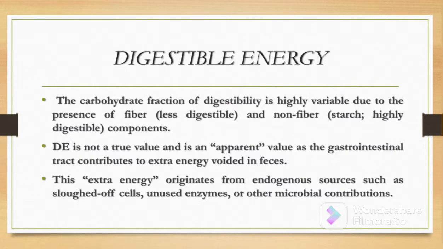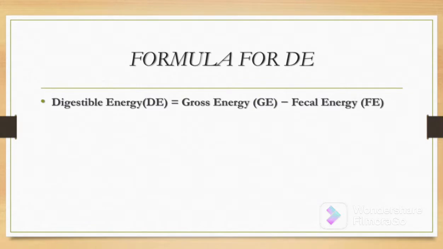DE is not a true value and is an apparent value, as the gastrointestinal tract contributes extra energy excreted in feces. This extra energy originates from endogenous sources such as sloughed-off cells, unused enzymes, or other microbial contributions. Digestible energy is calculated as gross energy minus fecal energy. Most digestible energy values in feed tables are experimentally determined using live animal feeding trials.